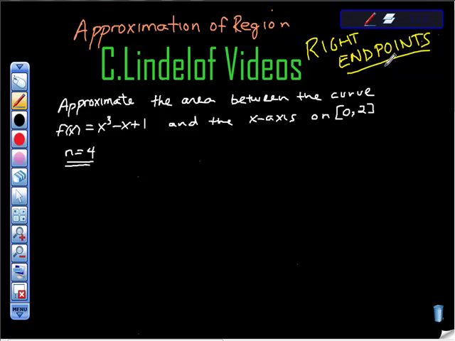AP Calculus, approximation of the area under a region. This is an area problem because we're asked to approximate the area between the curve f of x equals x cubed minus x plus 1 and the x-axis, on the closed interval 0 to 2, and we're asked to have 4 subdivisions, or n equals 4.